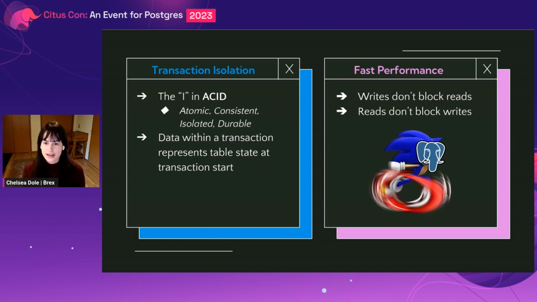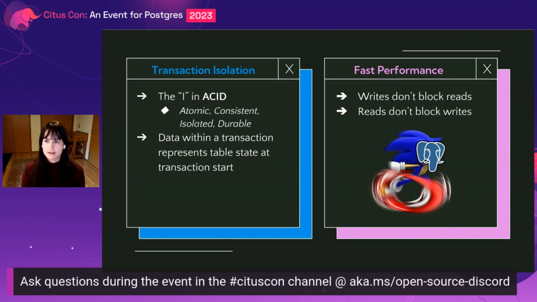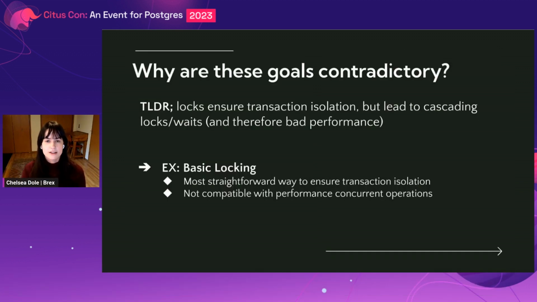And completely on the other side, fast performance. This is kind of self-explanatory. We want it to go fast for reads and writes. And what this typically means at a slightly nitty-gritty level is that writes don't block reads and reads don't block writes, therefore enabling fast performance. These goals are contradictory at face value, at least, because in order to have transaction isolation, we need to use database locks. However, if you use them in a simplistic way, then you're going to have cascading locks, which kind of stomp on each other and lead to bad performance.